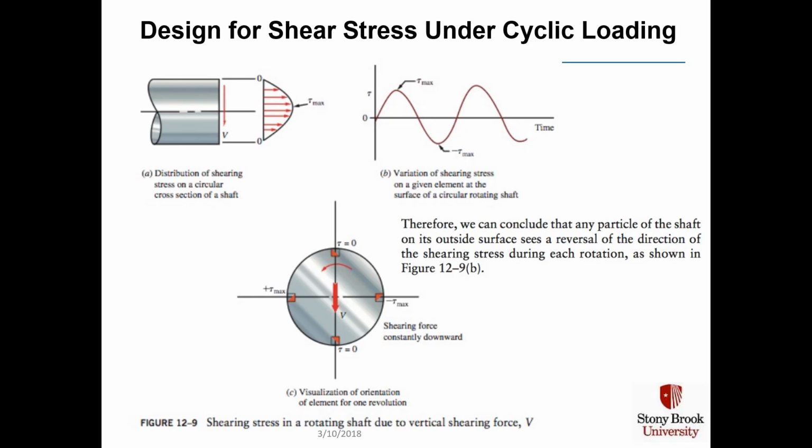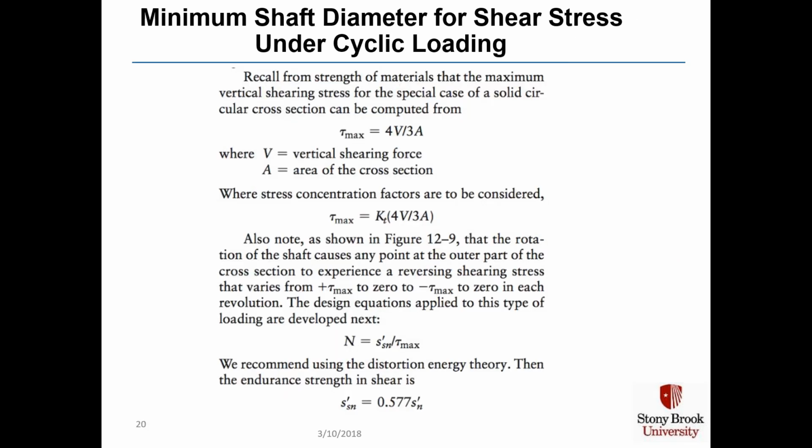So what you find is that any particle of the shaft on the outside surface sees a reversal of the direction of the shear stress, and this is actually analogous to when we talked about reverse bending. And as such, we can actually do a calculation. It's going to take us a couple of steps to figure out, under those conditions, what the minimum shaft diameter should be.